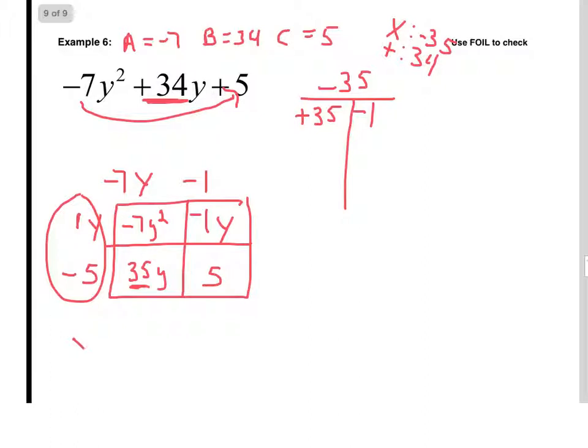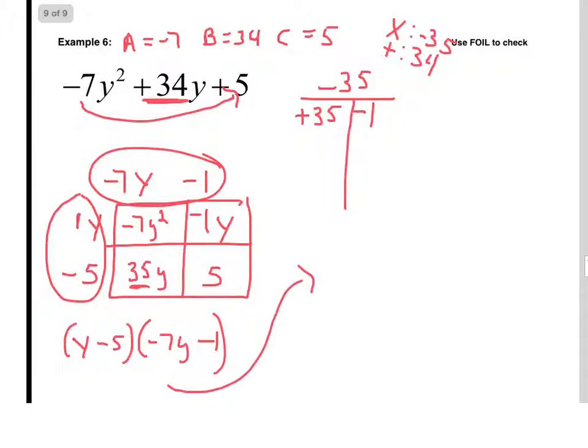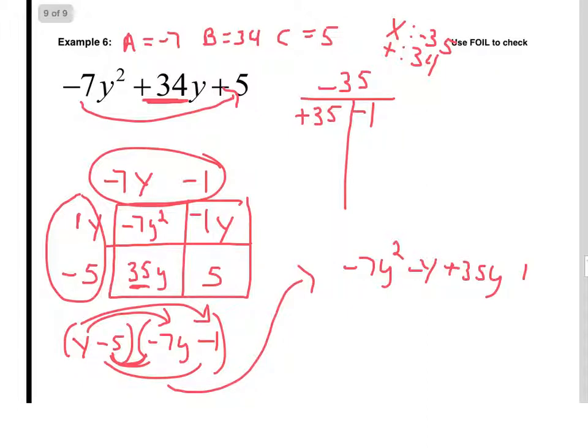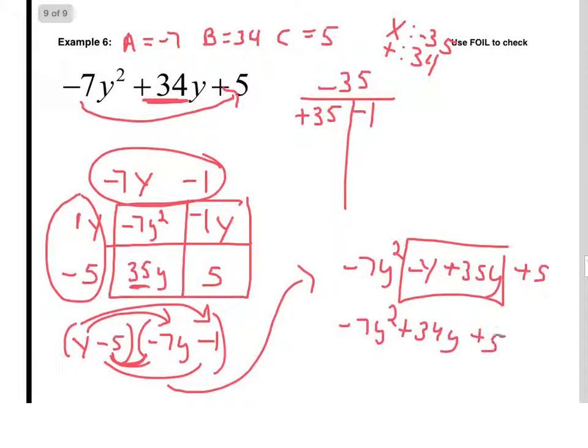I have y minus 5, and then I have negative 7y minus 1. And again, we can FOIL to double check. So I would multiply, I get negative 7y squared, and then I'd get negative y. Then I would get positive 35y, and then I would get positive 5. And yes, these two add up to get 34y, so I end up with the correct answer and back where I started. So my answer is here. These two factors multiply to get that trinomial.